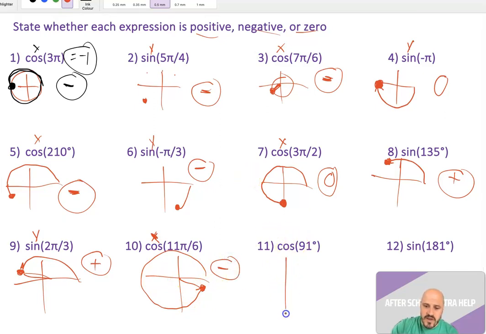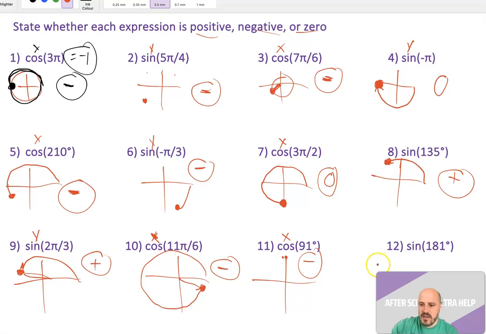How about the cosine of 91 degrees? That kind of sounds weird. Well, I know 90 is right up here. And what's the cosine of 90, maybe to kind of start? Well, that's right on x is 0, right? I'm looking at x values for cosine. So if I go a slight bit past it, I'm into the negative x territory. So I have a negative.